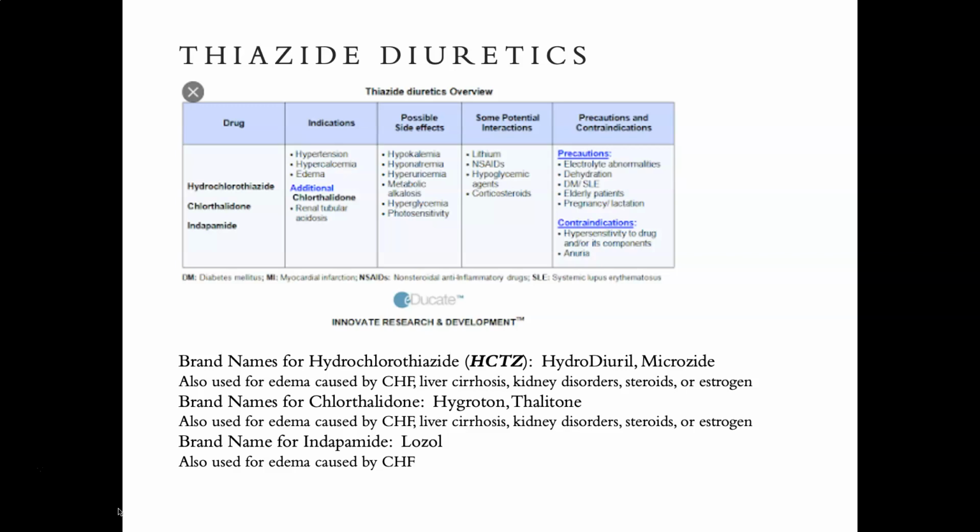So let's talk about thiazide diuretics. Break it down, see what's under there. This just lists the drug, the indications, possible side effects, some potential interactions, some precautions and contraindications. It's just here because I thought you'd be interested in it. But what I really want you to know off this slide is the most common thiazide diuretic prescribed is HCTZ, hydrochlorothiazide. That is the most common thiazide diuretic that is used. You need to know that.